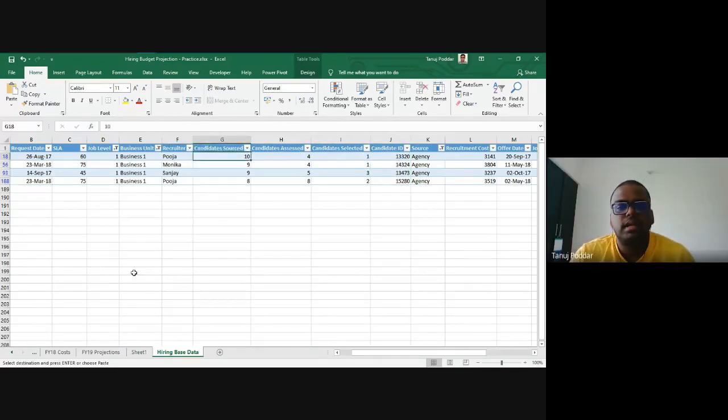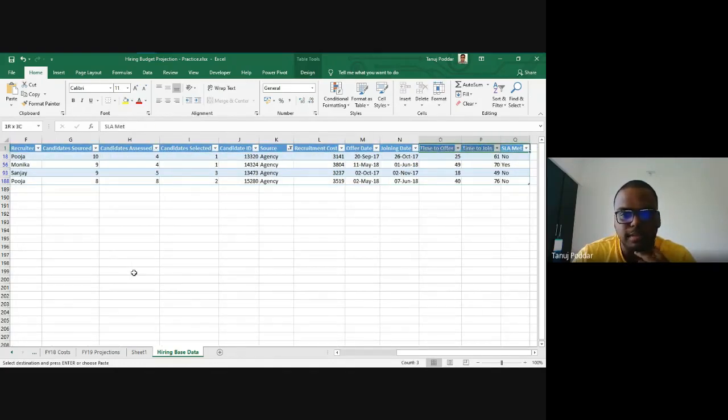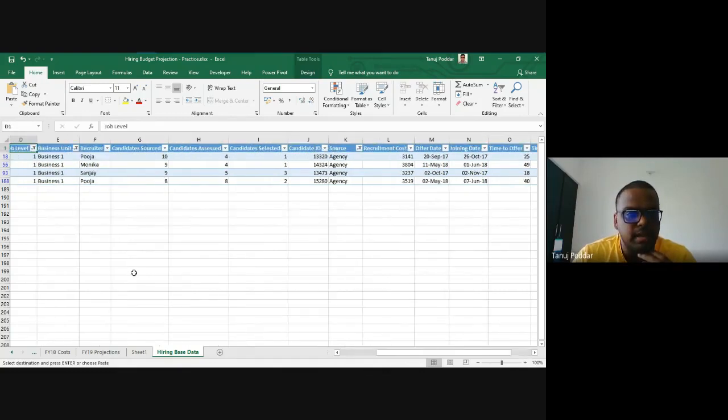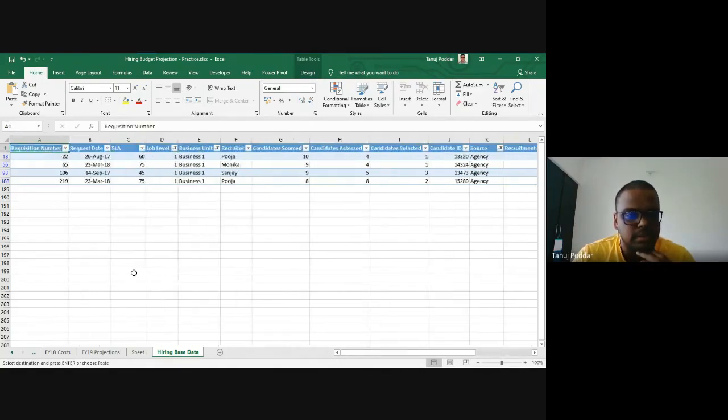So just a dummy data that I had created. In case we have time, we can also discuss the pipeline for a particular requisition, what that means and all of that. But primarily right now, you can just not concentrate on these fields: recruiter, candidate source, candidate selected, and all of that. We are just working with source, recruitment costs, and the job levels and business units in this data set.